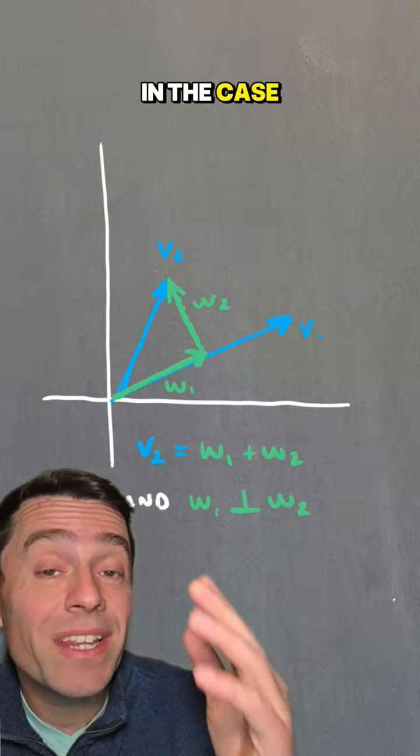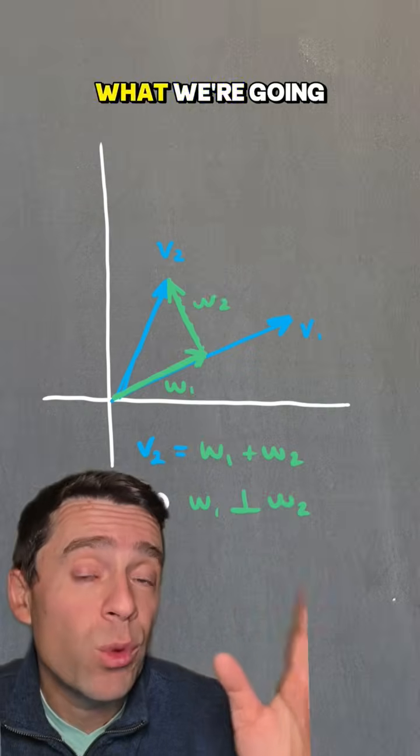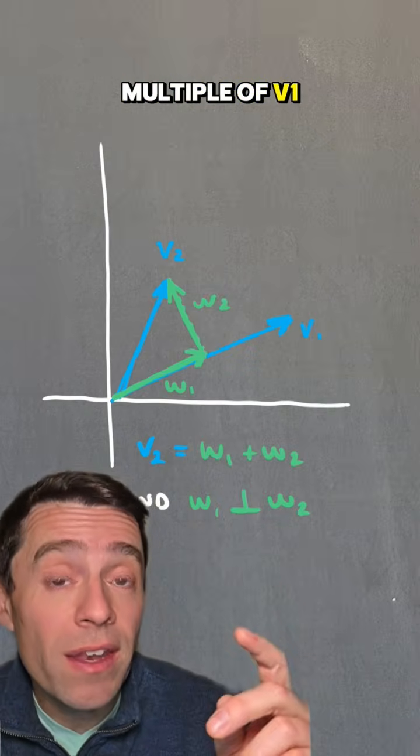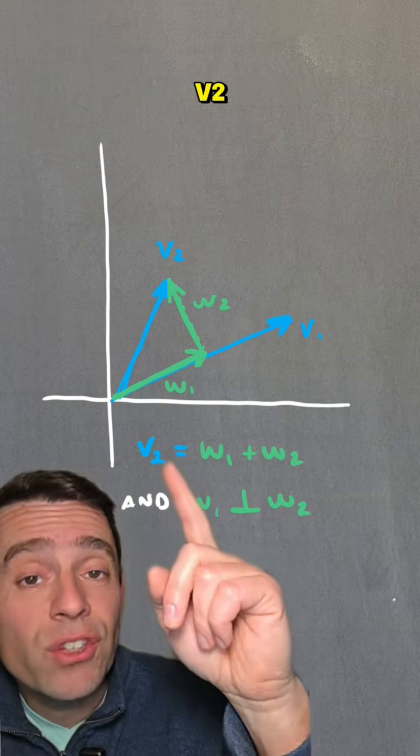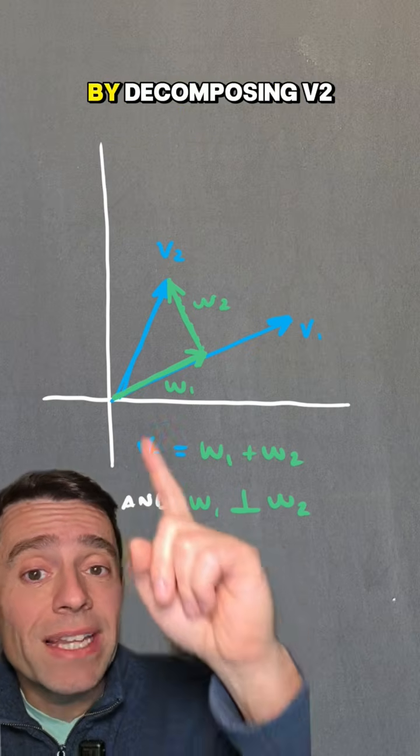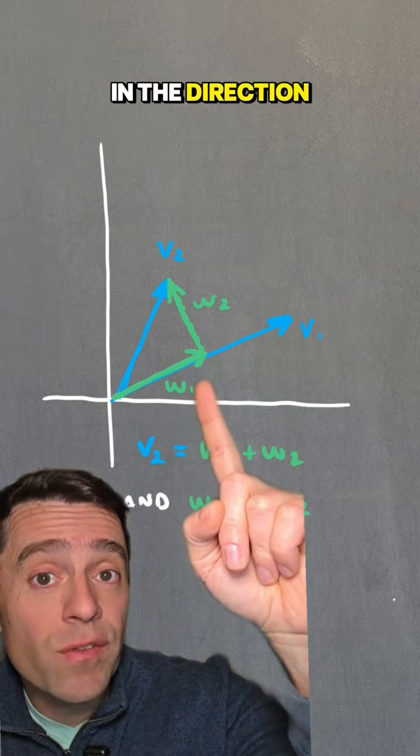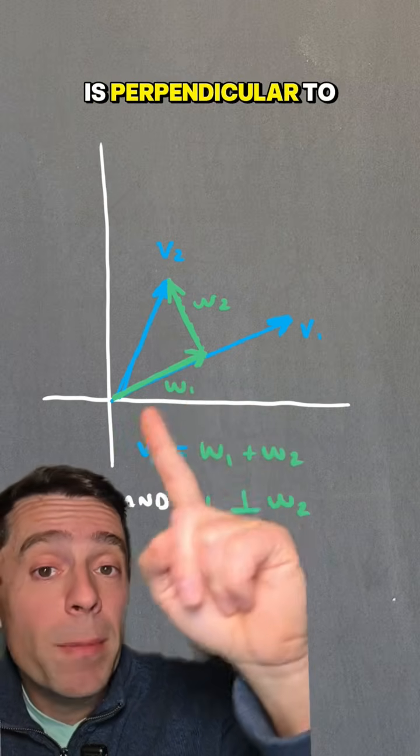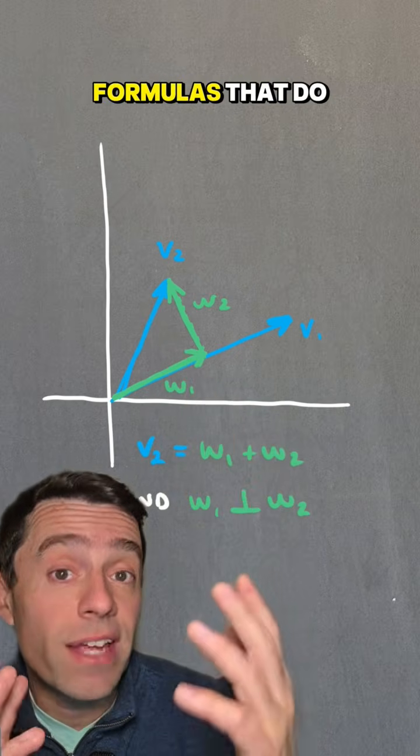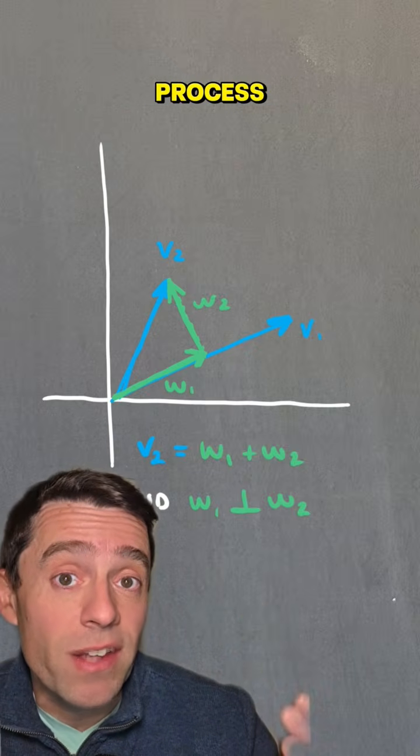For example, in the case that the vector space is spanned by only two vectors, v1 and v2, what we're going to do is, well, just keep v1 or a multiple of v1 and then replace v2 by a vector that is perpendicular to v1. And how do we do that? By decomposing v2 into two vectors, one that is in the direction of v1 and one that is perpendicular to v1. Those are w1 and w2. And there are formulas that do exactly that. Those are the formulas that appear in the Gram-Schmidt process.